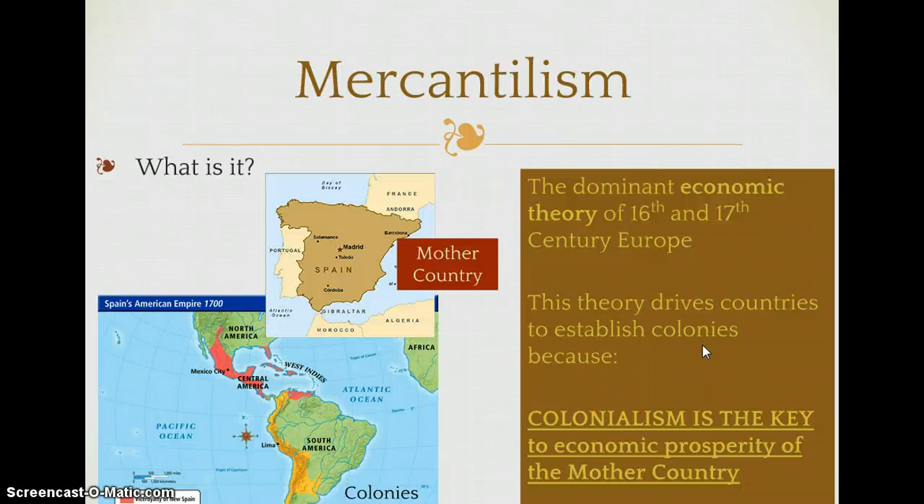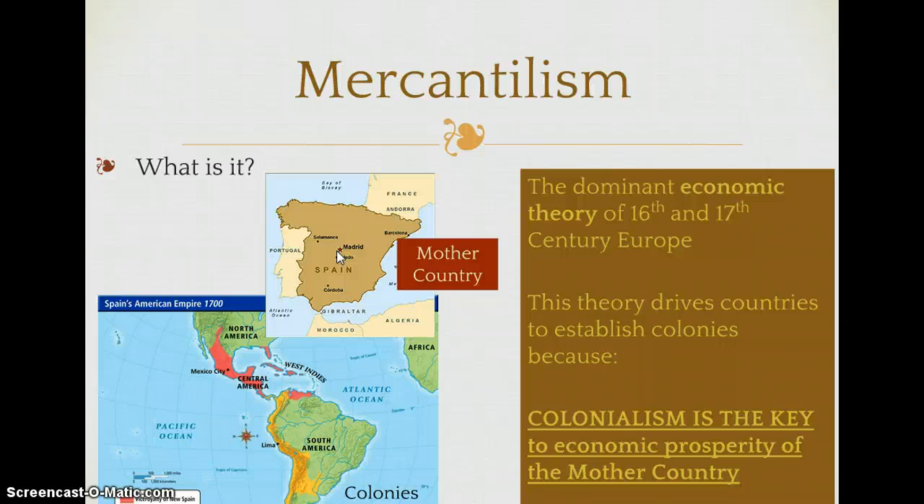So this is what mercantilism is, right? This economic philosophy which believes this, that having colonies, colonialism, is the key to economic prosperity. So we're talking about the establishment of colonies here in the Americas, and the mother country, we're usually talking about a European country. Okay, so on this map we're looking at the Spanish Empire, Spanish colonies, and the mother country of Spain. So this is why as soon as Spain establishes the empire, all the other countries are going to compete to have their own empires because they want to become wealthy.